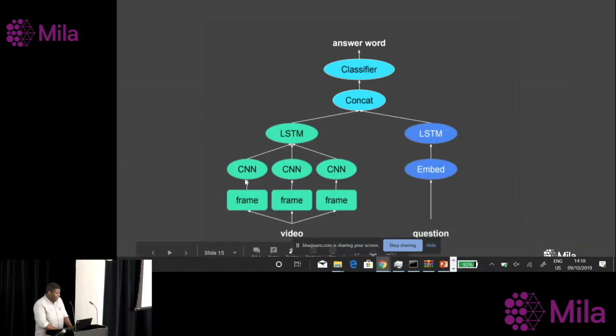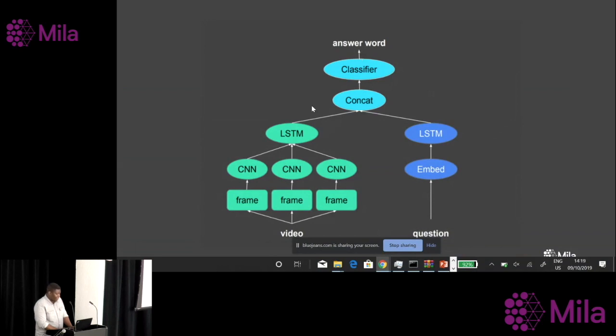So we have a sequence of frames, and we can use a CNN to extract the visual features from them and model the sequence using an LSTM. And the question is a sequence of tokens, so obviously we need to retrieve the word embeddings and use an LSTM to have a summary of that question. And we can concatenate them and have a couple of dense layers on top to classify.